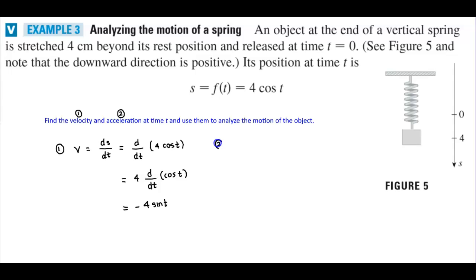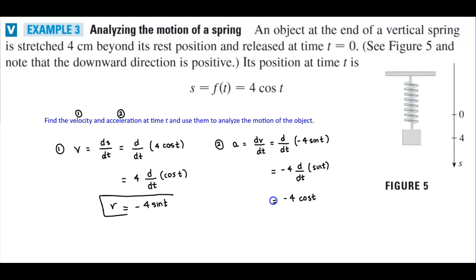Okay, so now we're going to find the acceleration. Remember, the acceleration is equal to dv over dt. So we want to find the derivative with respect to t of the velocity, which is negative 4 times the sine of t. If we factor out the constant negative 4, this is negative 4 times the derivative with respect to t of the sine of t. And therefore this becomes negative 4 times the cosine of t. So here is the velocity function, and here is the acceleration function.